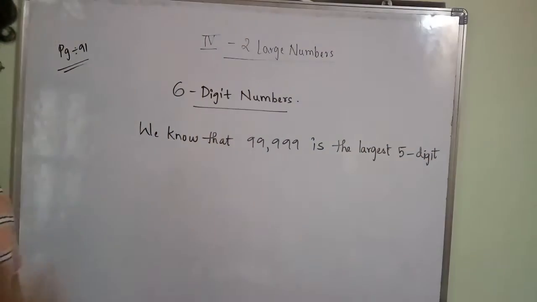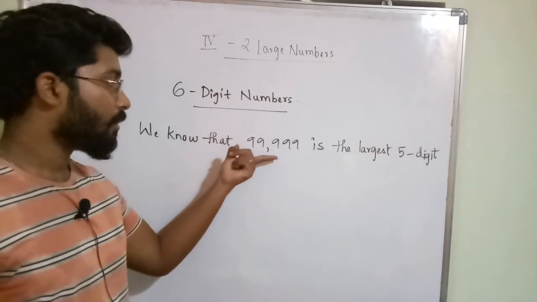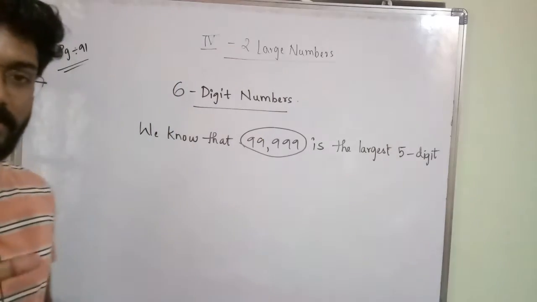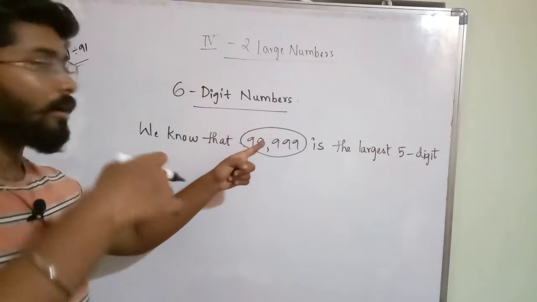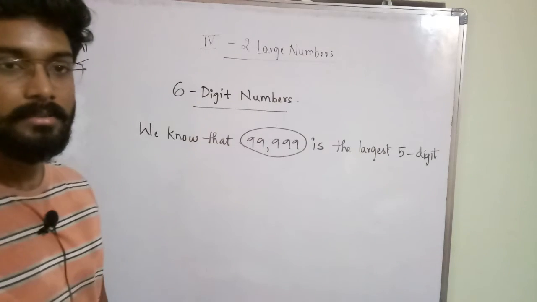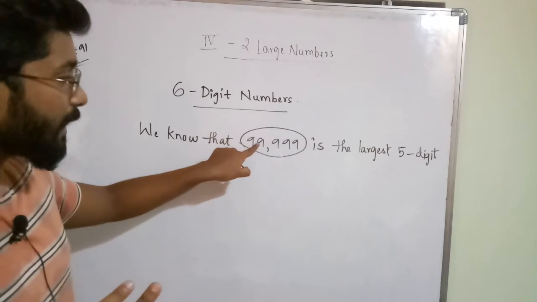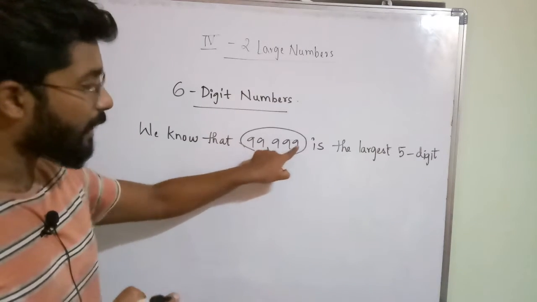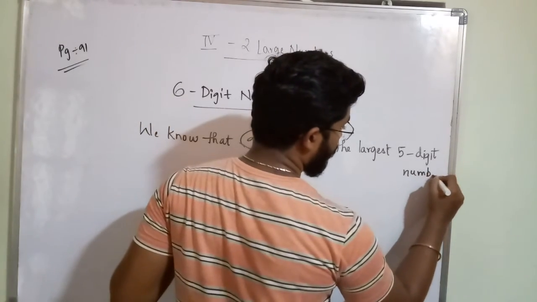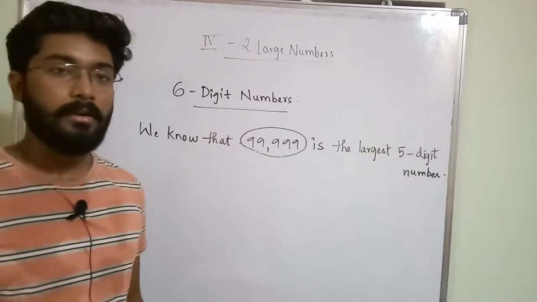Largest means, as I said, starting is the smallest, ending is the largest or greatest. Up to 99,999 only you will have 5 digits. After this number, you have to add 1 to this number, and you will get 6-digit numbers. So up to here only 5-digit numbers are there. 5-digit numbers are ending at 99,999. That's why it is the largest 5-digit number.